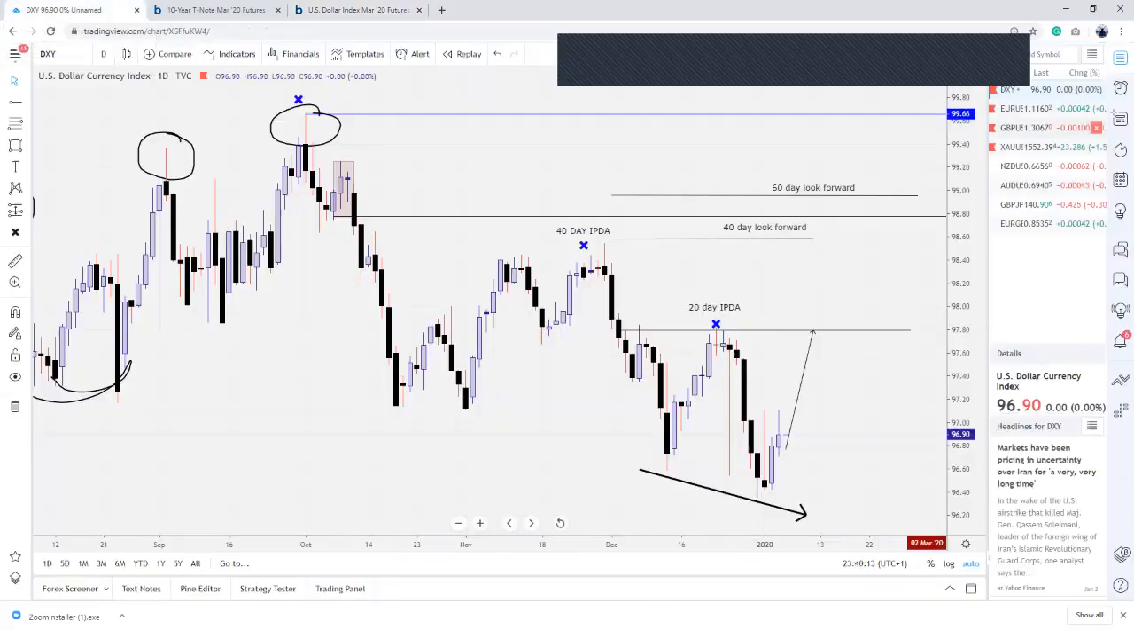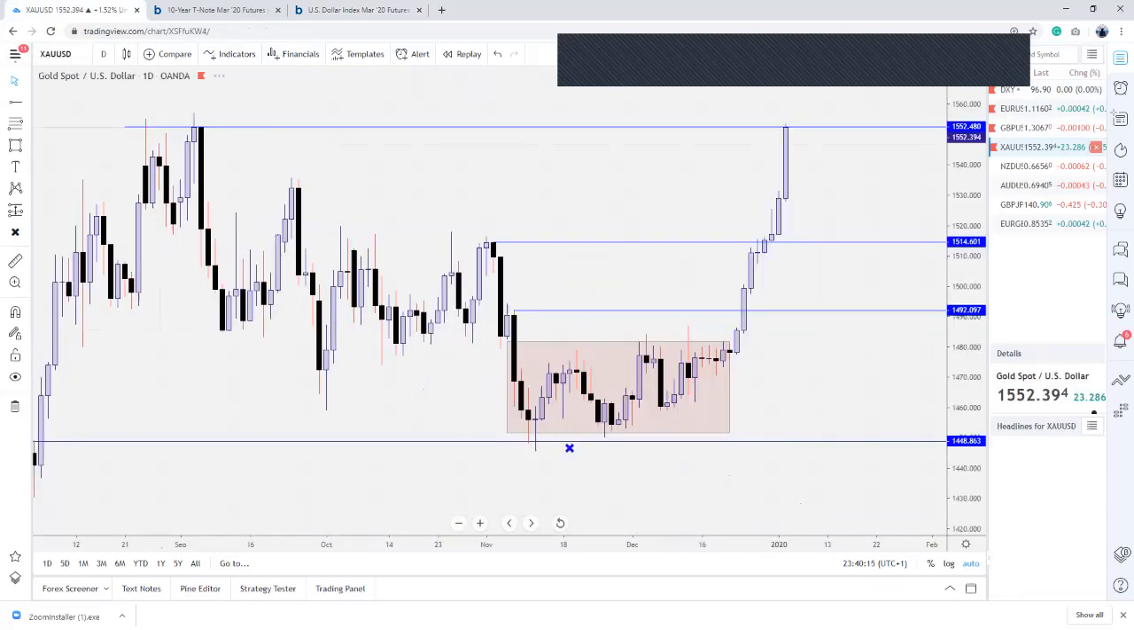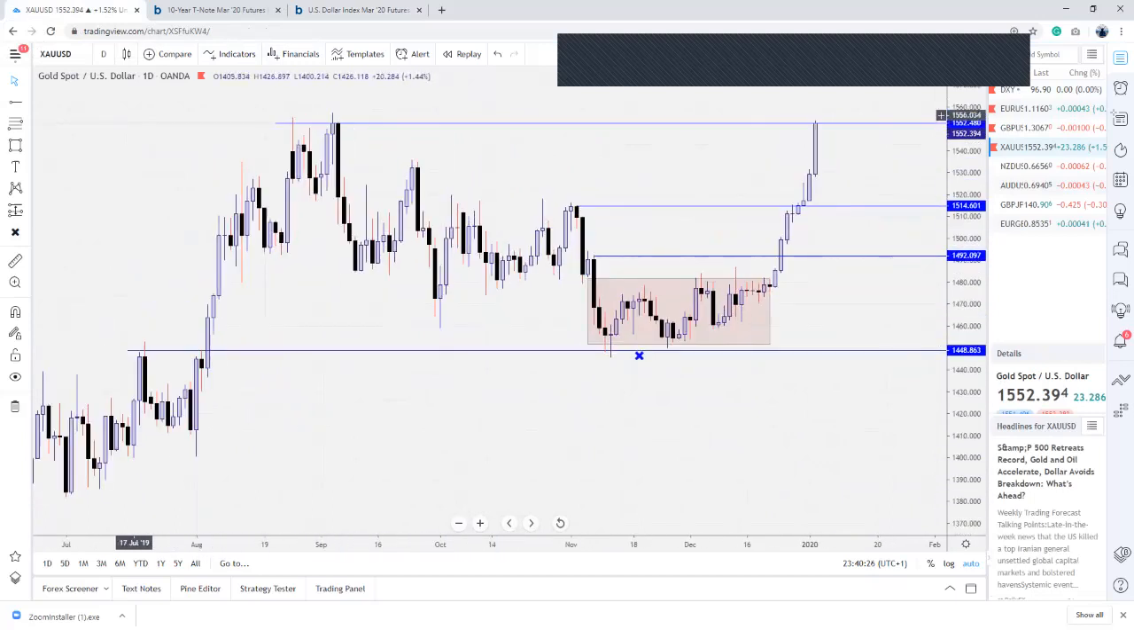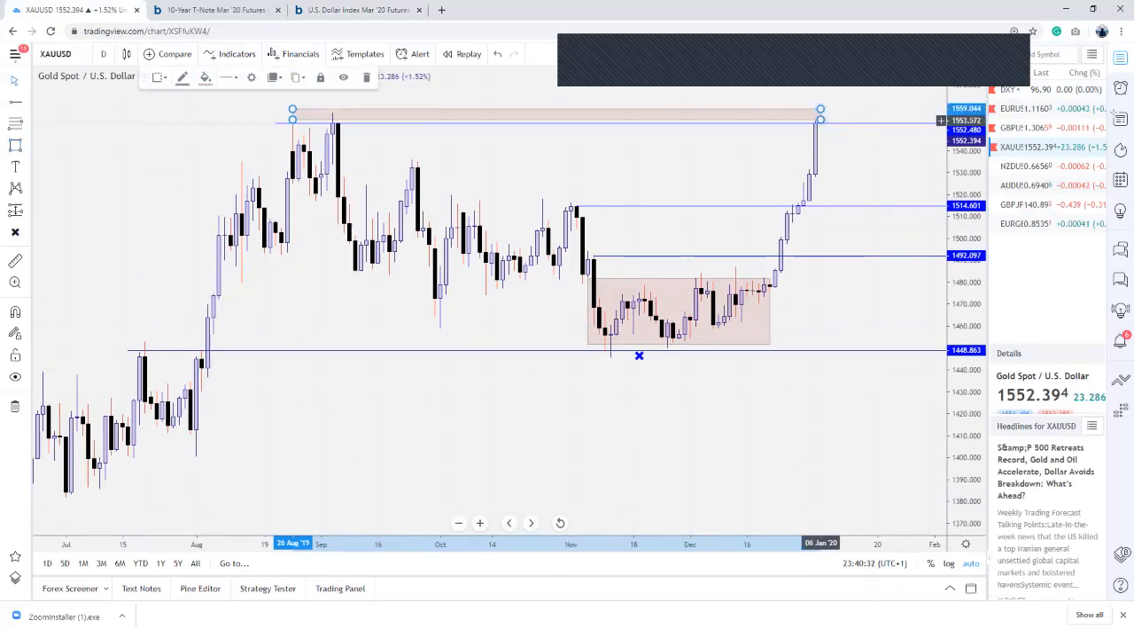Now, if you want to see DXY go up, you want to see gold do the opposite and go down. If DXY is going up, commodities go down. So bullish DXY, bearish gold. That tells you that there's going to be massive fund level liquidity just above this level.